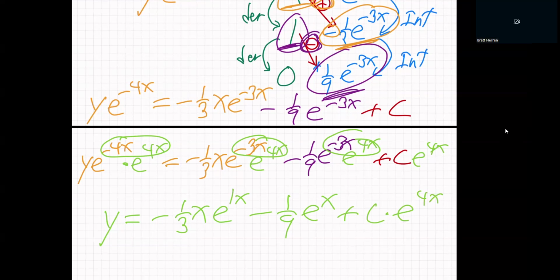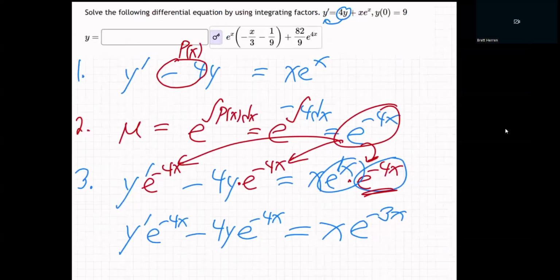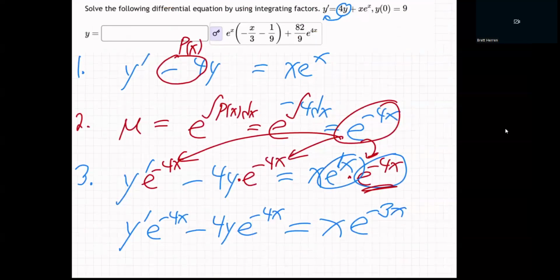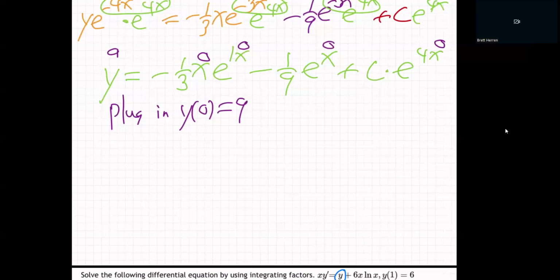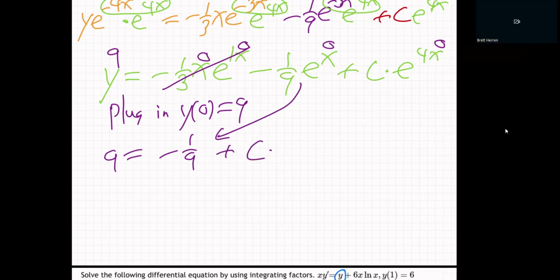Okay. Last step is to plug in the information they gave us, which is right here. Plug in y of 0 is 9. So put in a 0 for x, and y will be 9. So we got 9 equals, this whole term is just 0. This term is just minus 1/9 because e to the 0 is 1, plus c times 1 because again e to the 0 is 1.